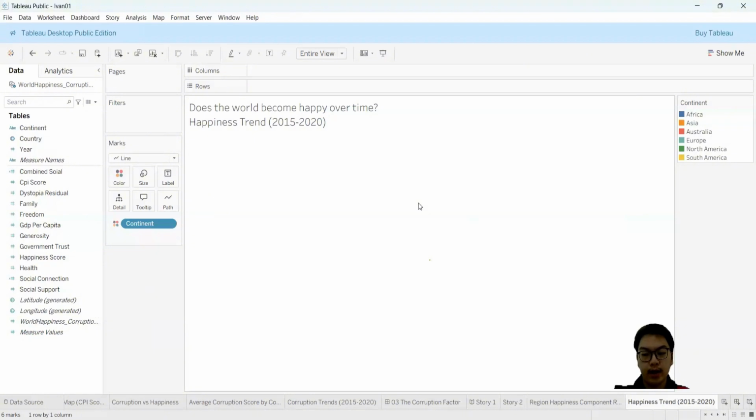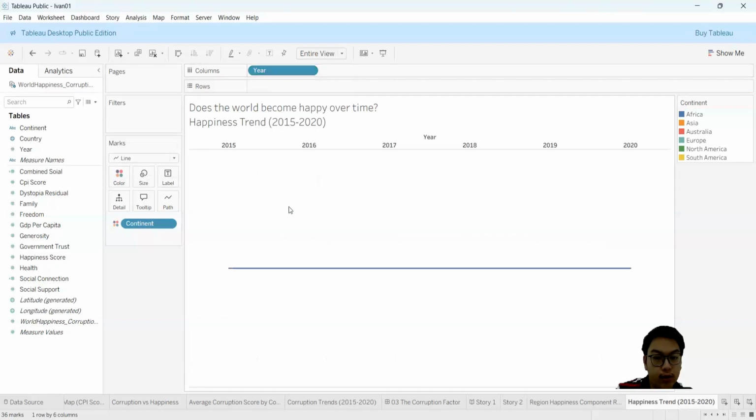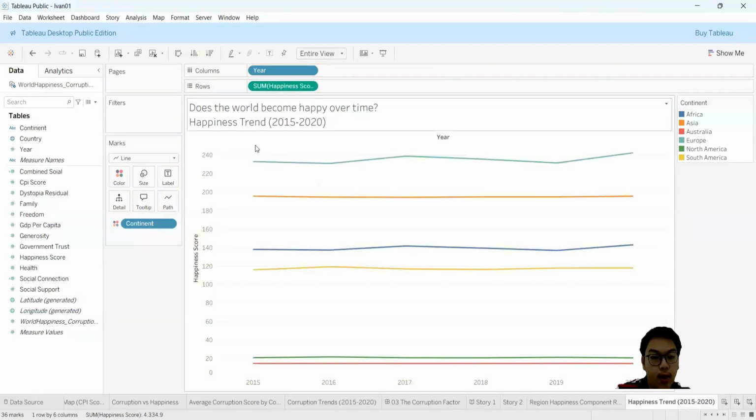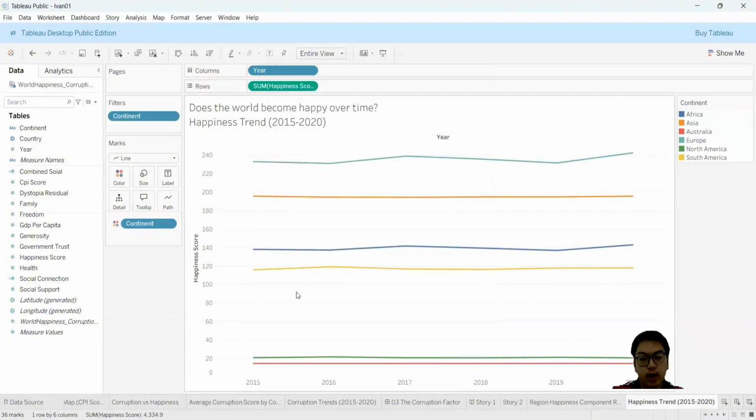I'm going to talk about the happiness trend from 2015 to 2020, which asks: does the world become happier over time? We drag the year to the columns and make it discrete to show specific years, then drag the happiness score to the rows, with continent as our filter. It shows the happiness trend by year for each continent. So we can conclude that basically the world doesn't get happier over these six years, since the line shows a very flat pattern for each continent.